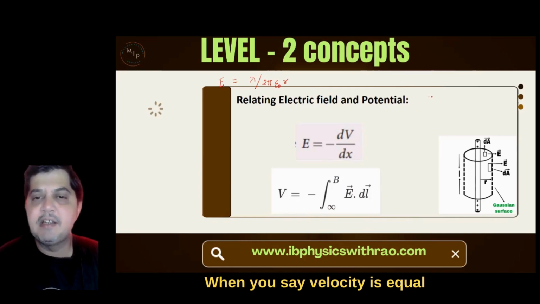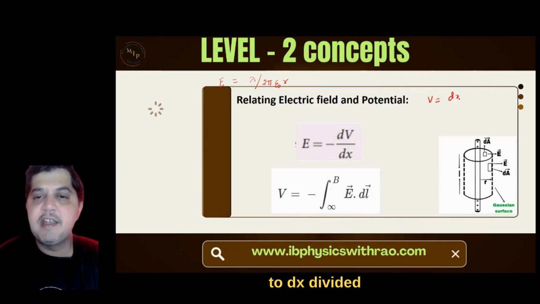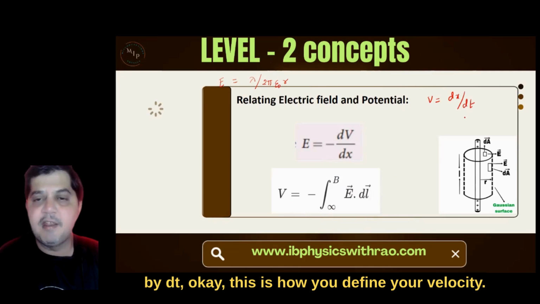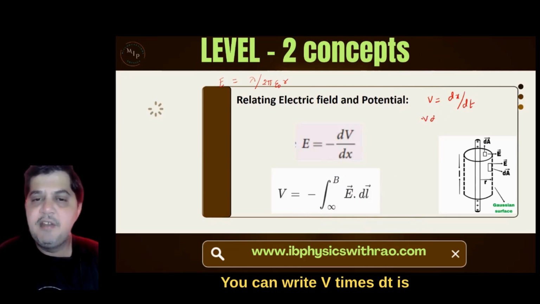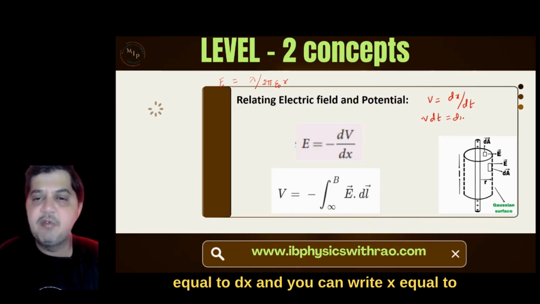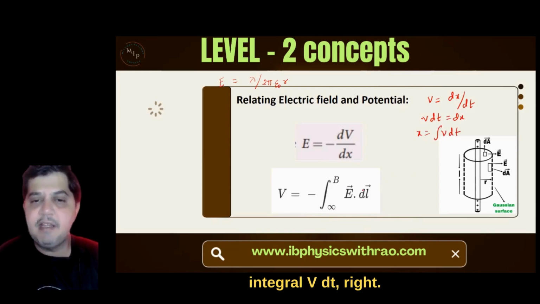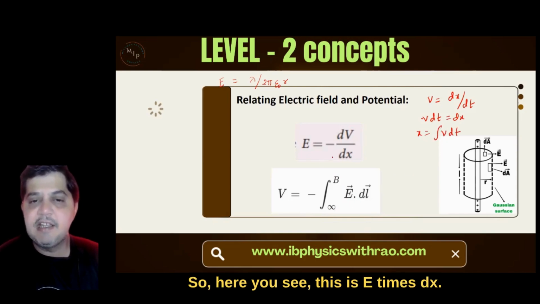When you say velocity is equal to dx divided by dt, this is how you define your velocity. Now what you can do is write V times dt is equal to dx, and you can write x equal to integral V dt, right? So here you see this is E times dx.